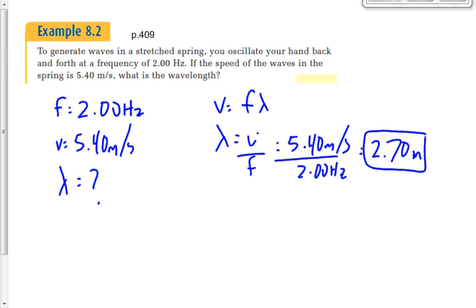Now, if you're wondering where that meters came from, here we've got meters per second over hertz, and a hertz is the same thing as saying 1 over seconds. Well, that's the same thing as saying meters per second times seconds over 1, right? We multiply by the reciprocal, seconds cancel, and we're left with meters. So intuitively, you probably could have figured out that the wavelength units were going to be meters, but you could have done it mathematically as well. Is that good?